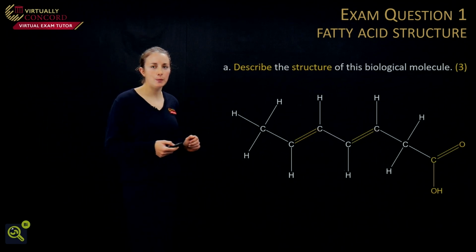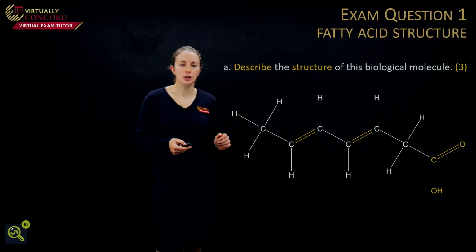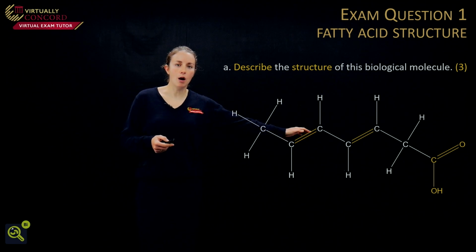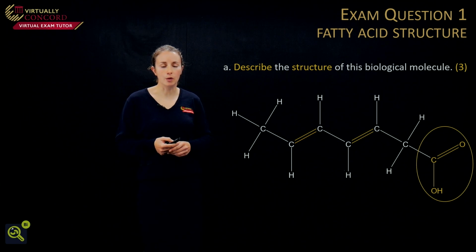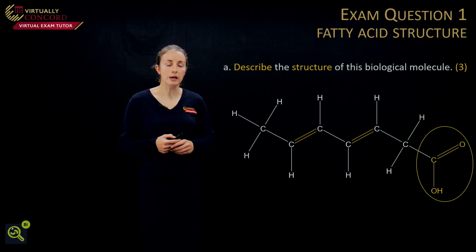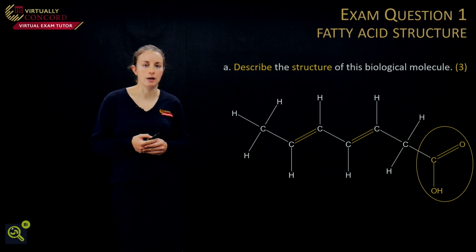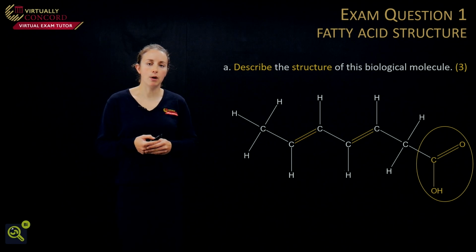So for our first question, this is simply asking you to describe the structure of this biological molecule. I'm hoping that you might be able to spot that this is a fatty acid, and you can tell that from the fact that we have a carbon chain surrounded by hydrogens, and then at one end we have a carboxylic acid group or a carboxyl group. So we can establish that this is definitely a fatty acid, but this is a 3-mark question.